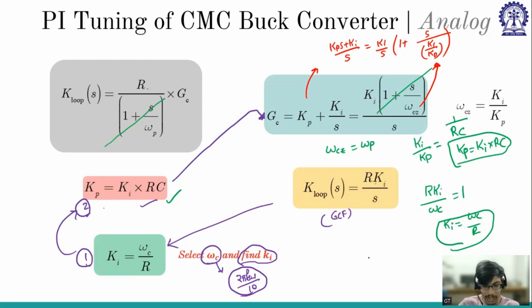And again here, phase margin is how much? 90 degrees. We are kind of overcompensating it, because phase margin of 90 degrees is not necessary, 60 degrees is sufficient. So this is all about analog control.